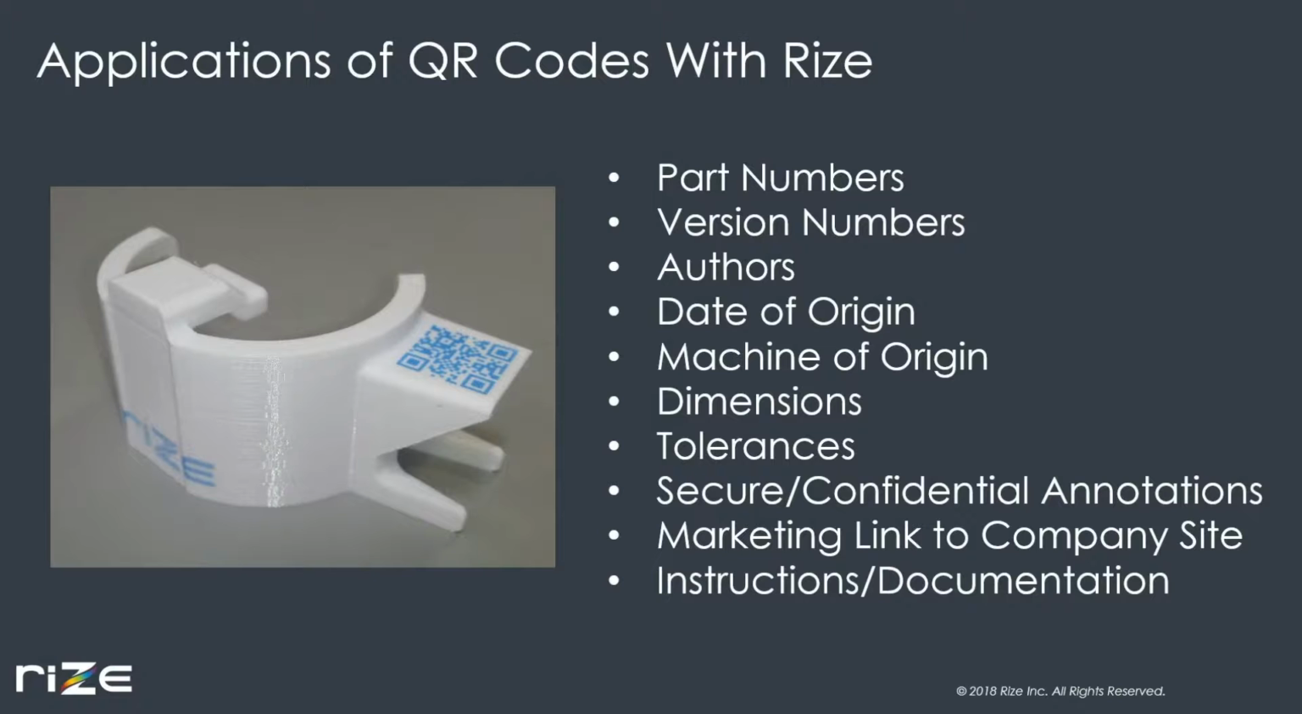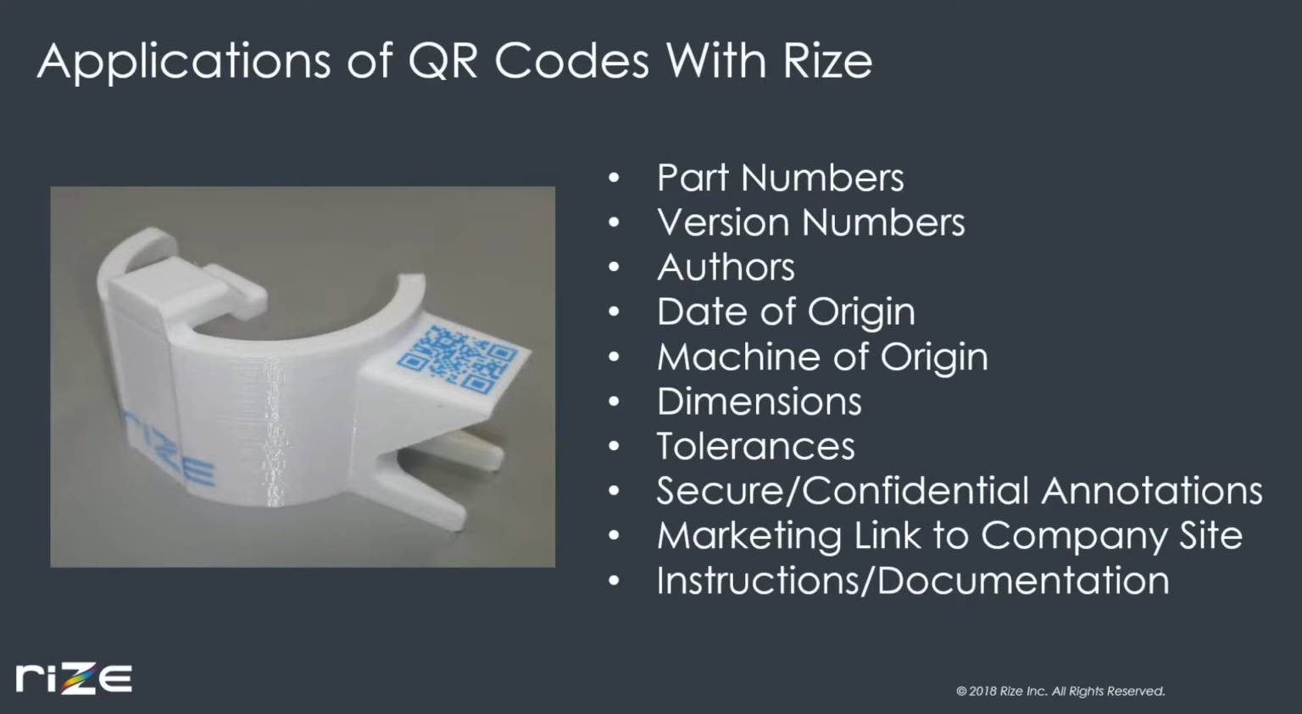There could be a large amount of information associated with a printed part, including part and version numbers, authors, dates, and printer of origin, as well as vital dimensions and their associated tolerances. All of this information could not reasonably be applied to the surface of a part using printed annotations, but with a QR code, all of this data and more could be applied to the surface of a part and accessed digitally.